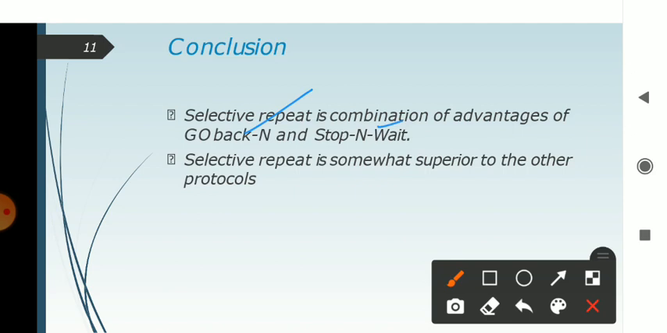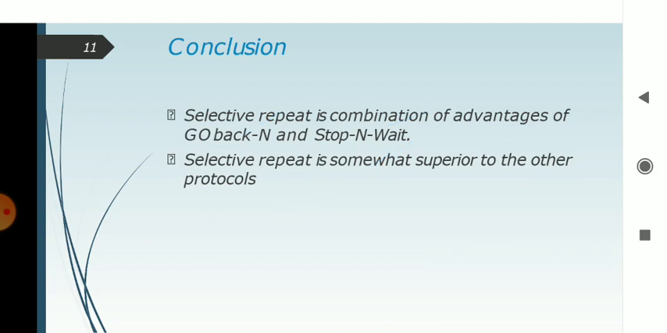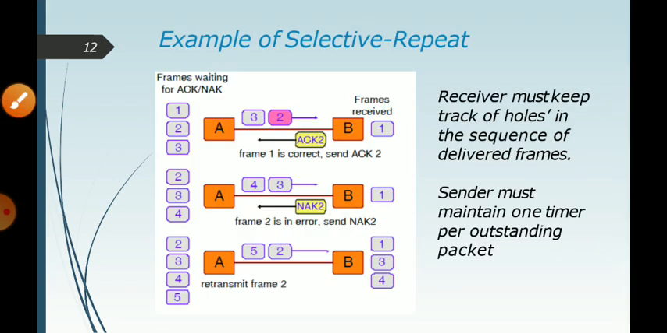Selective repeat has a little advantage over the other protocols, that is go back N and stop and wait, and it is said to be superior to those protocols. And this is one example. You can check out the example here.